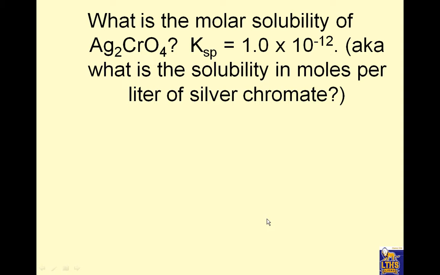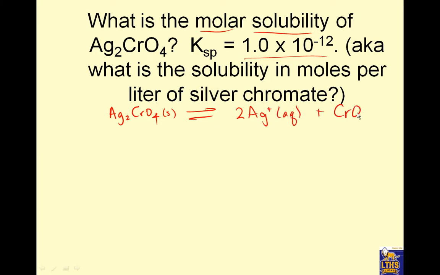Okay, now we're doing a different kind of problem. What is molar solubility? So that means how much can dissolve by mole per liter of silver chromate. Here's the KSP for it. So we want to know how many moles per liter of silver chromate can dissolve. All right, so let's start off with the dissolving equation. Silver chromate as a solid is in equilibrium with the silver ions, 2 of them, and 1 chromate ion. All right, and that's all aqueous.